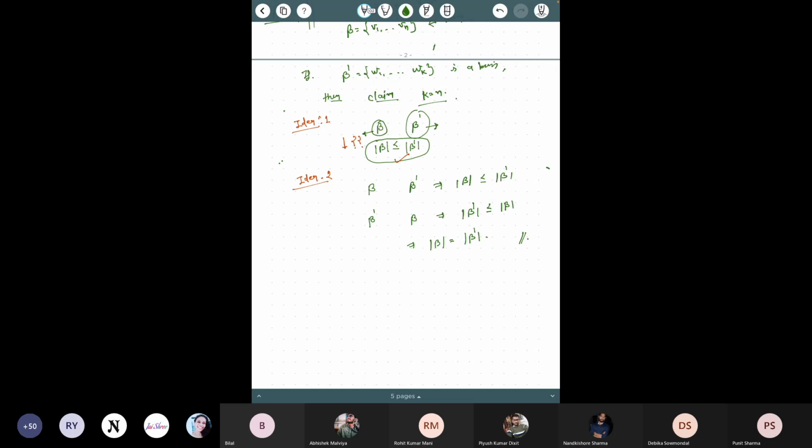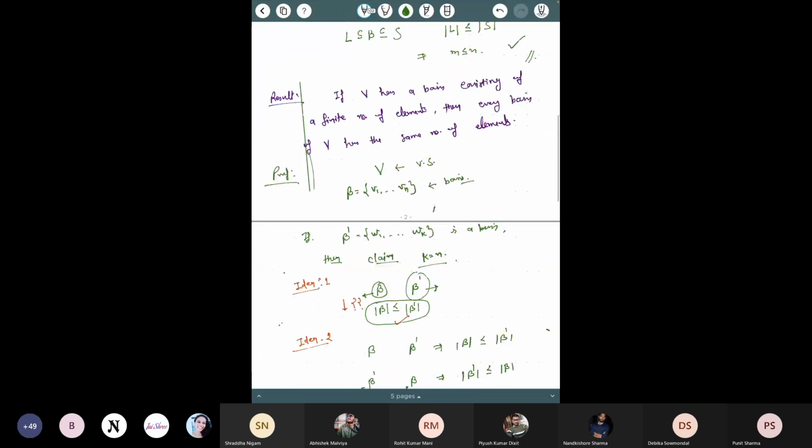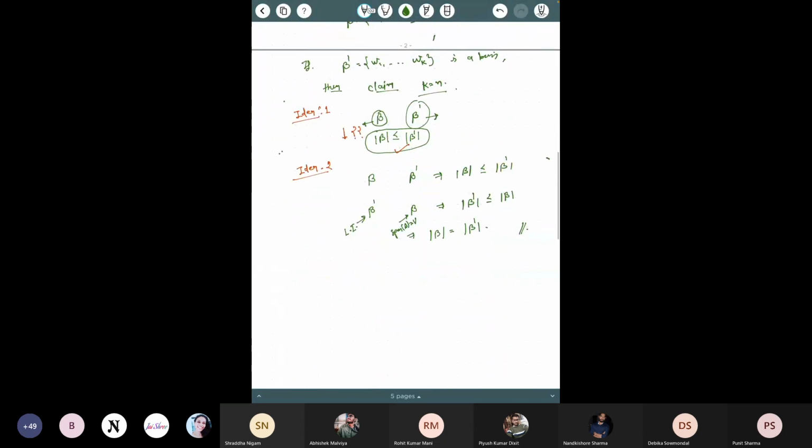How do we get the second inequality, cardinality of B dash less than or equal to cardinality of B? Because B dash is a basis, this is a linearly independent set. And B is also a basis, so you take this as a spanning set. So span of B is V because it's a spanning set. Now from the previous result, we have proved that any linearly independent set cannot have more than n elements. What does it mean? This implies that the number of elements in B dash is less than or equal to the number of elements in B. Anyway, this way you can justify this.